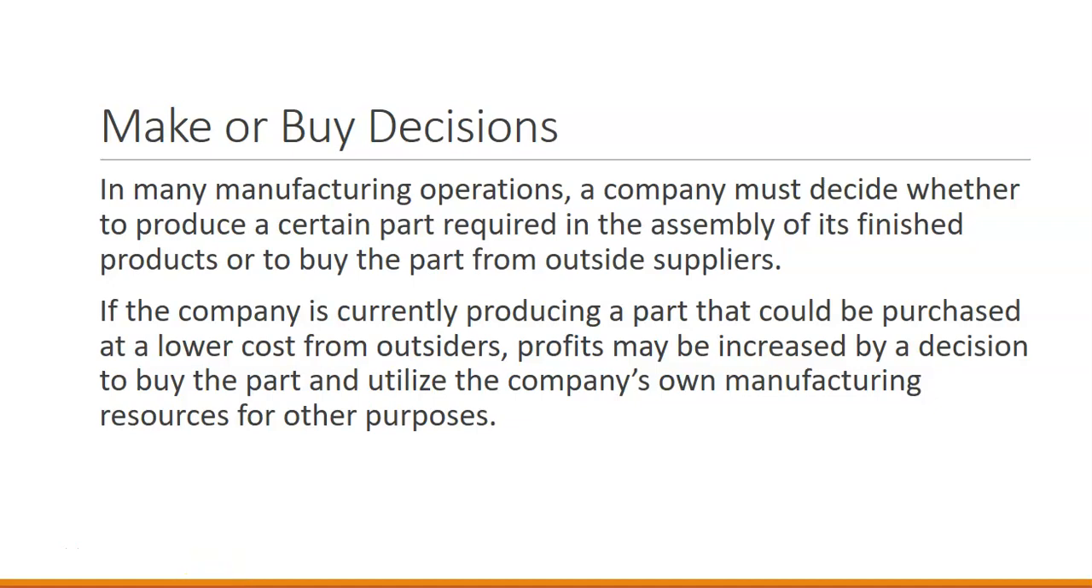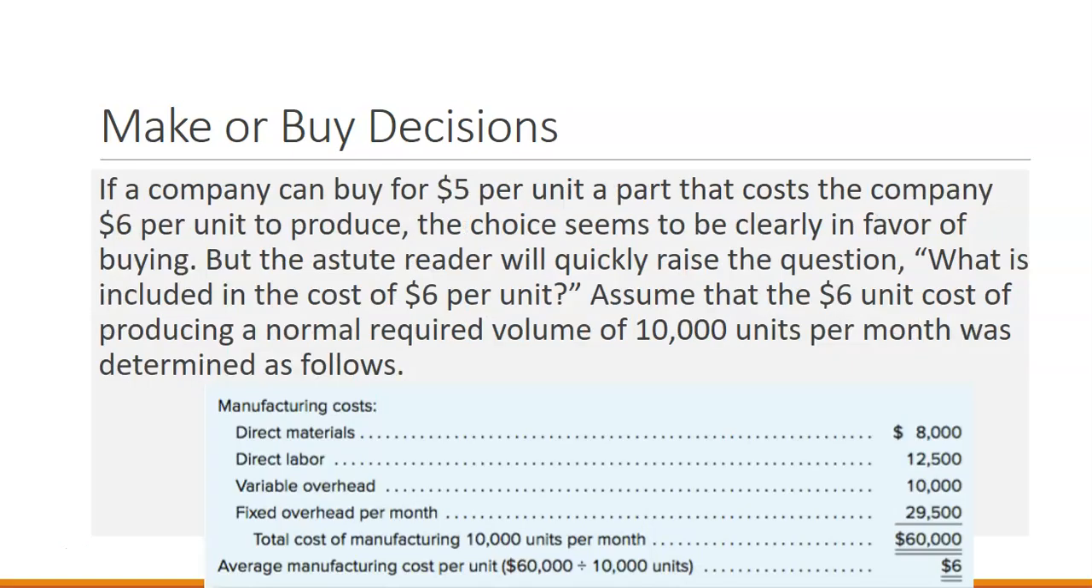Another decision that we often have to make is whether to make or buy things. So, whether to outsource some of our materials and products. Are we going to produce a certain part required in the assembly of our finished products, or do we buy those parts from outside suppliers? So, we have to look at what are our available resources, how much does it cost us to produce that part, and how much can we buy it from an outside supplier?